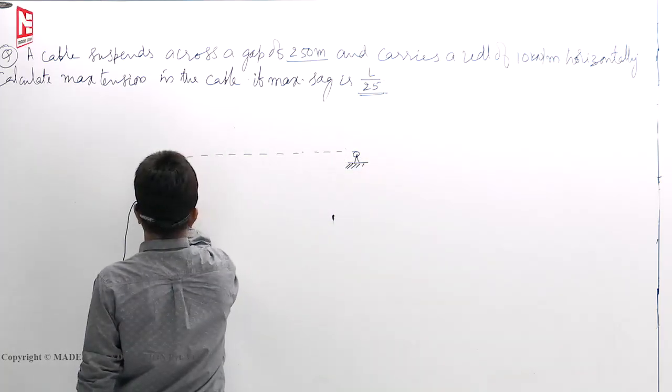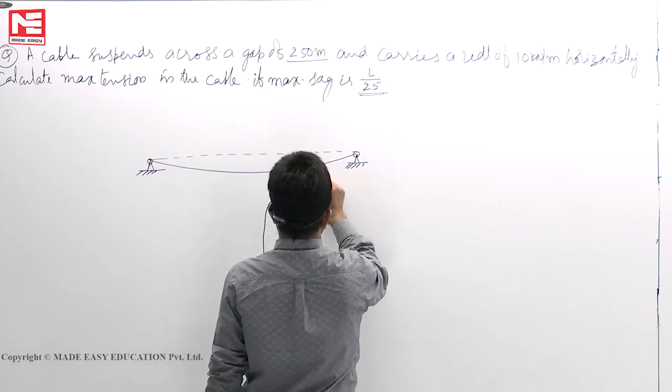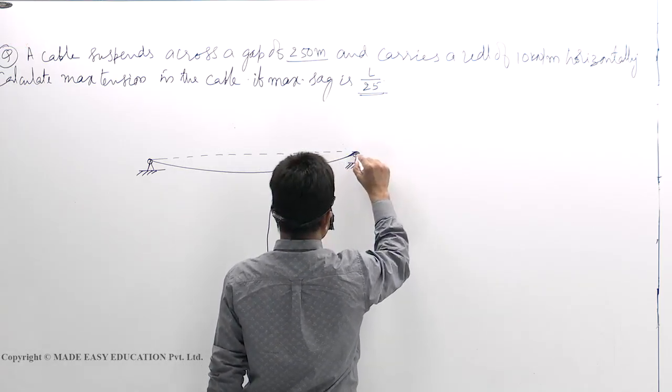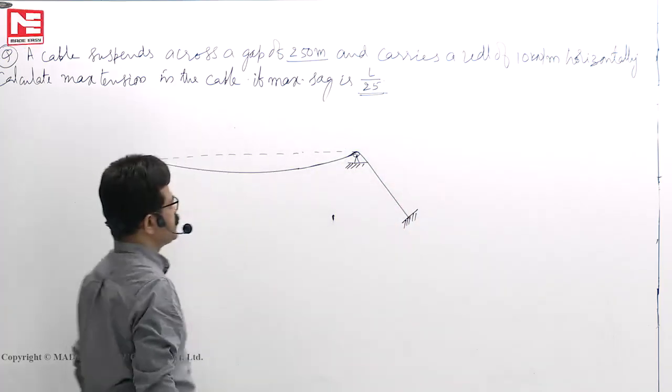This is a cable structure. Complete diagram I am showing. This is a cable, the main cable. This passes over the pulley here and goes on the other side. This we call the anchor cable.